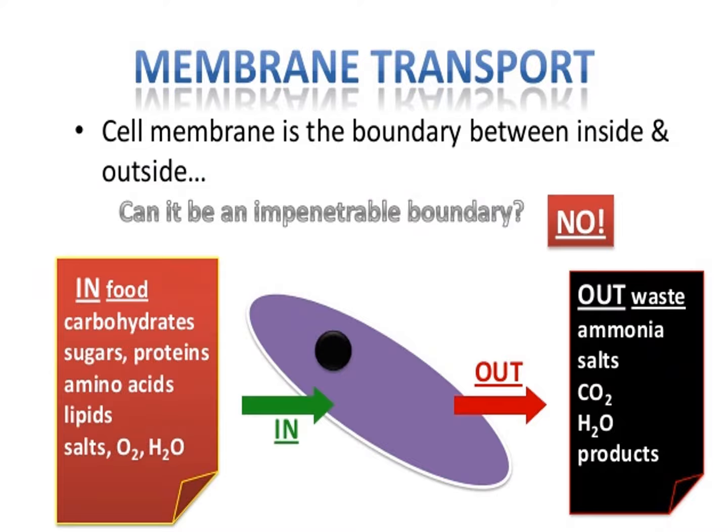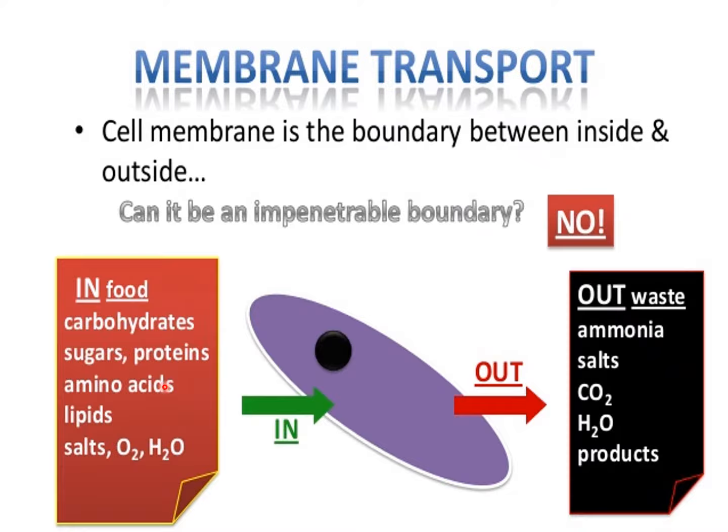So first we are introducing what is membrane. Membrane is for transport. It is the cell membrane boundary between inside and outside. So what should enter inside and what should exit out? The membrane will choose. That's why they are called semi-permeable membrane or selectively permeable membrane. It can't be an impenetrable boundary.